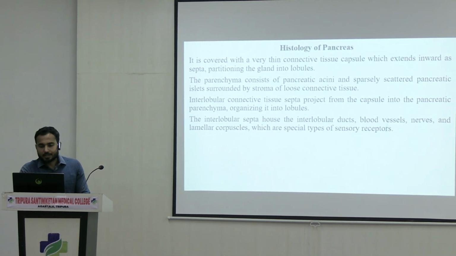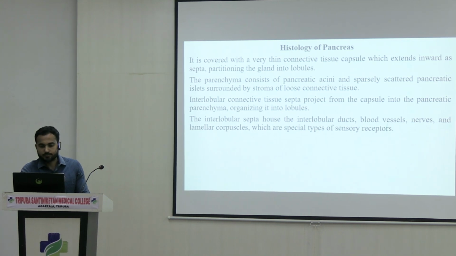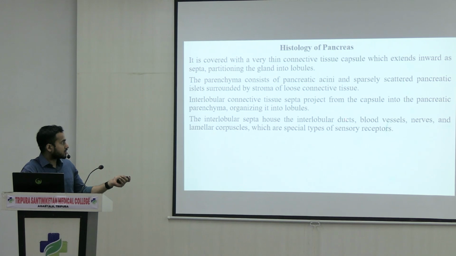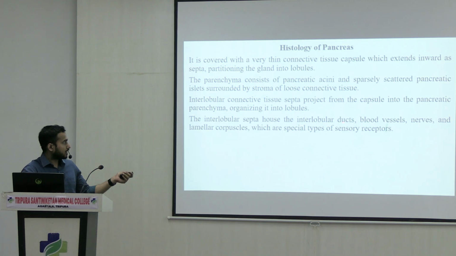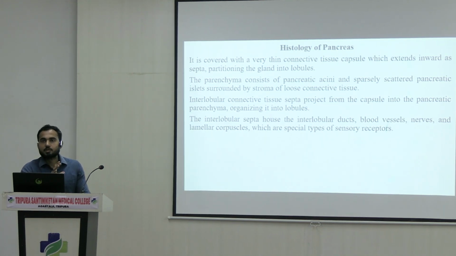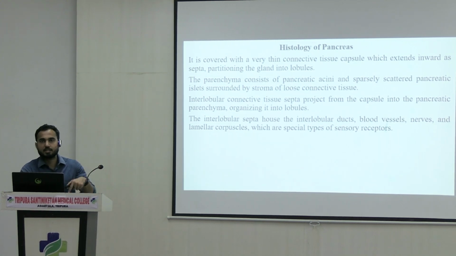Now, interlobular connective tissue, which is forming the septa, will project from the capsule into the pancreatic parenchyma, and it will organize the lobules. Now, in that septa, what are present? First of all, we will be getting the interlobular ducts. So the septa, which is extending into the substance, in that we are getting the interlobular ducts, blood vessels, nerves, and lamellar corpuscles. These are some important structures which are present along with the septum that is extending into the gland.